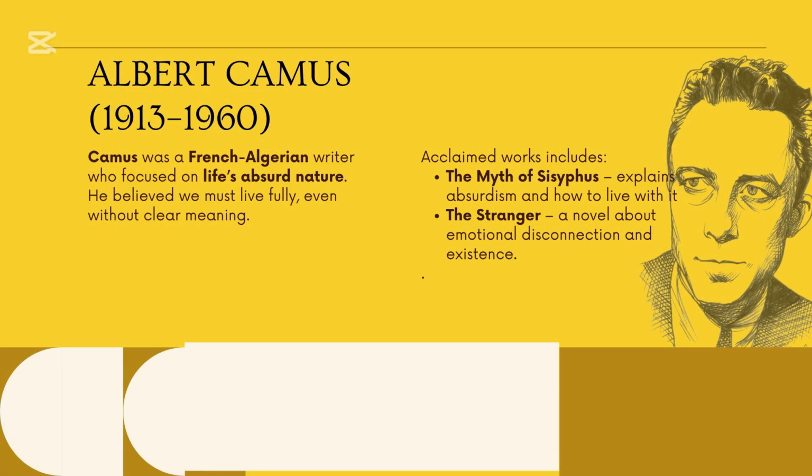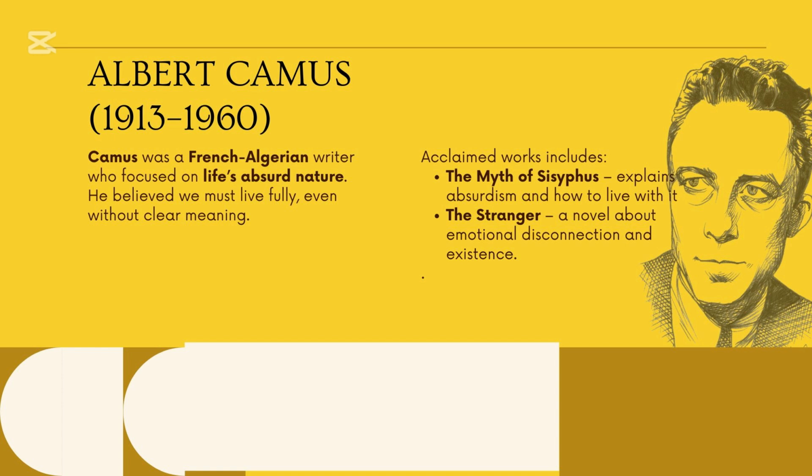The fifth and last philosopher is Albert Camus. He believed life is absurd but worth living. Camus was a French-Algerian writer. He believed life has no clear meaning, but we must live it fully and with joy. So, for example, if life feels confusing, like when you fail a test, Camus would say, try again, enjoy small things, and keep going.